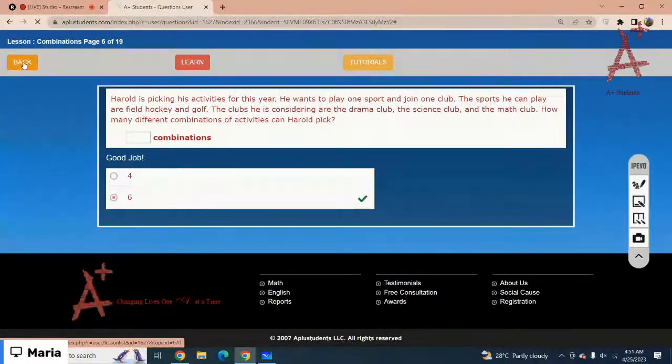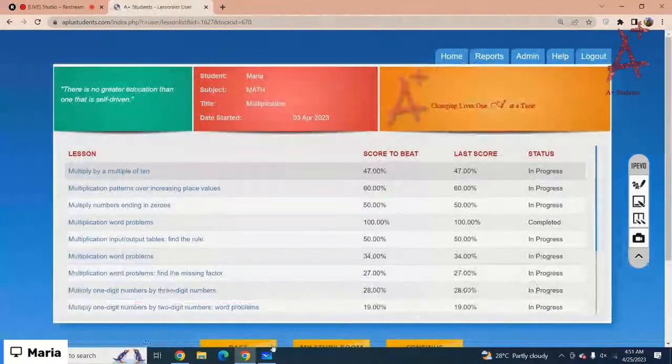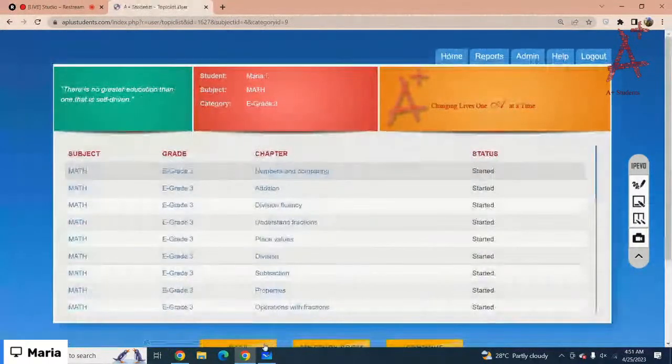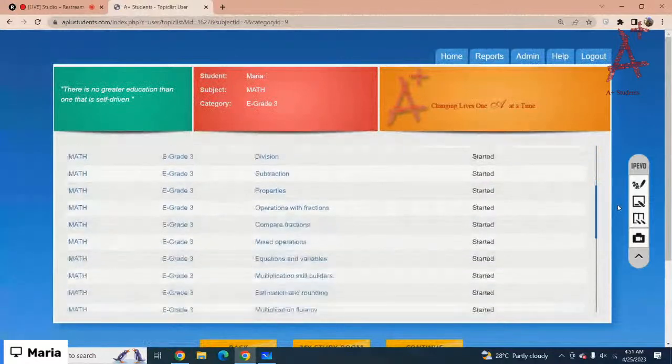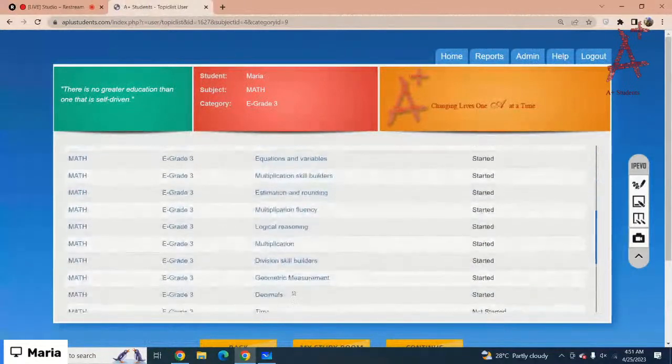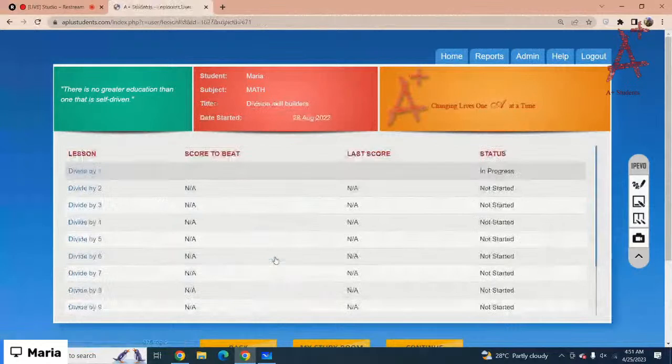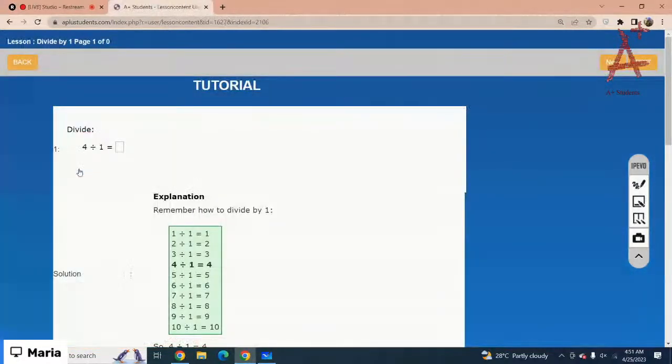Got it? Okay, the next lesson is we're going to start the new chapter, that would be the division skill builder. Let's just start with the very first lesson, that is divide by 1. We're going to learn how we divide by 1. So remember, whenever we are dividing any number by 1, the answer is the same number.